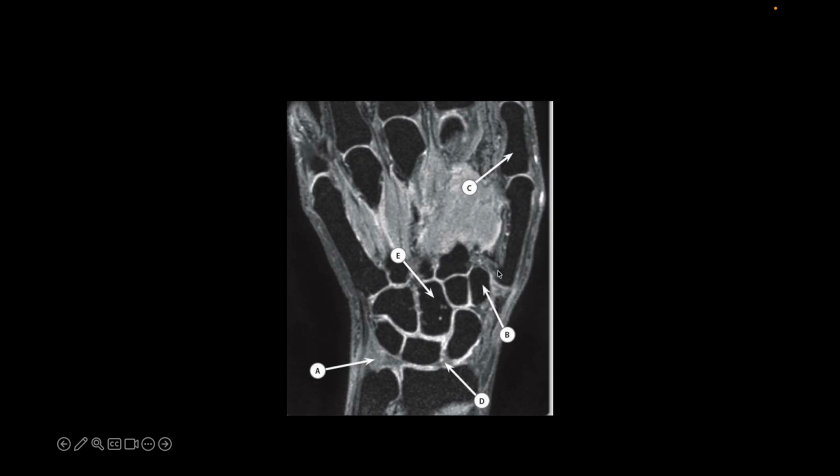B would be your trapezium because it's under the thumb. C would be the proximal phalanx of the thumb. Remember that it's got a proximal and distal. It's only got 2. And then E would be your capitate.